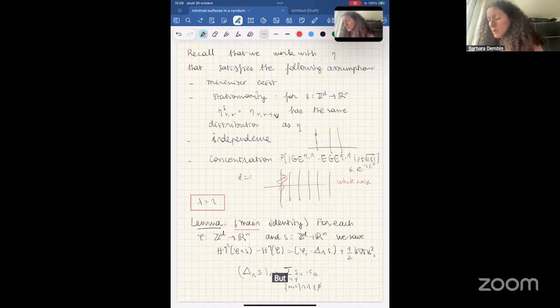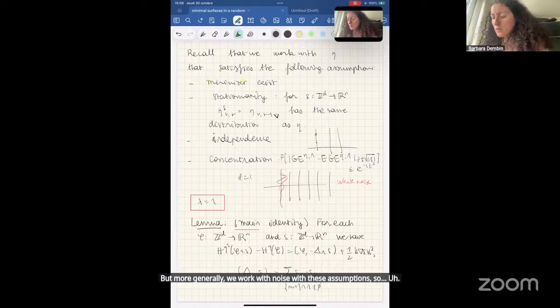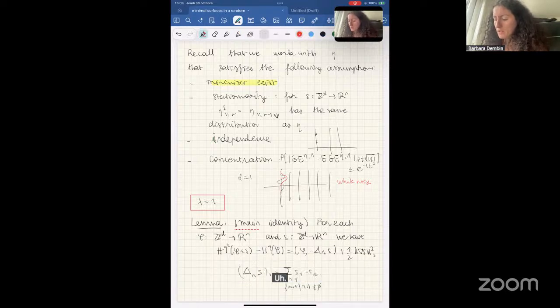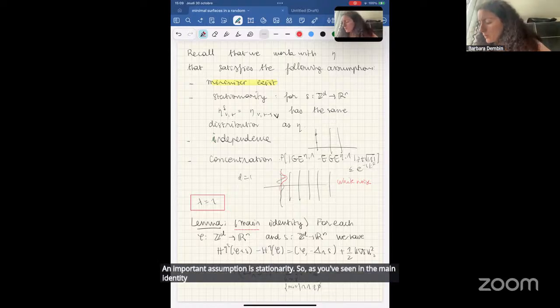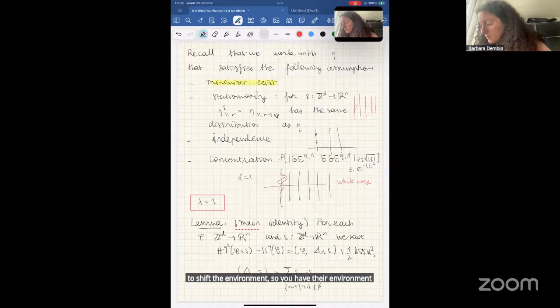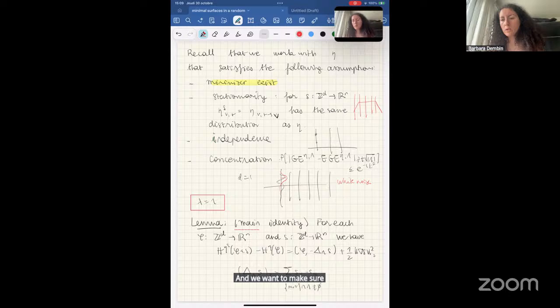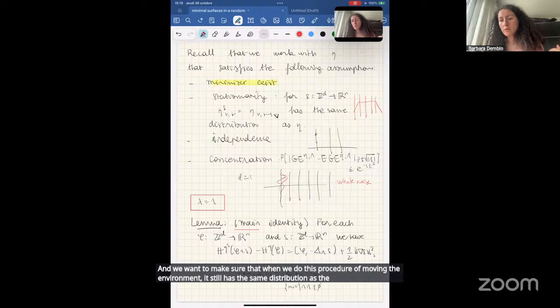But more generally, we work with noise with these assumptions. So we need that the minimizer exists. An important assumption is stationarity. As you've seen in the main identity from Ron's talk, we will want to shift the environment. So you have the environment, and we sometimes want to shift it, moving all the environment according to some shift function. And we want to make sure that when we do this procedure of moving the environment, it still has the same distribution as the original noise. So this is for stationarity.